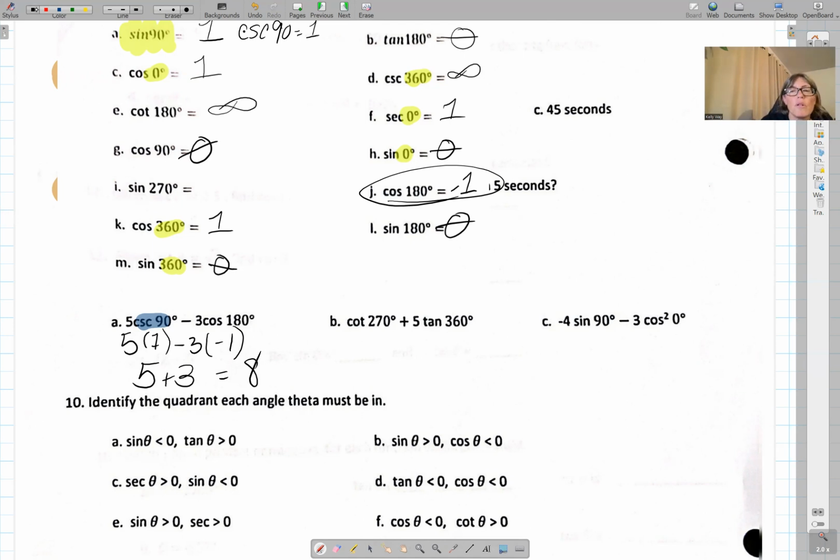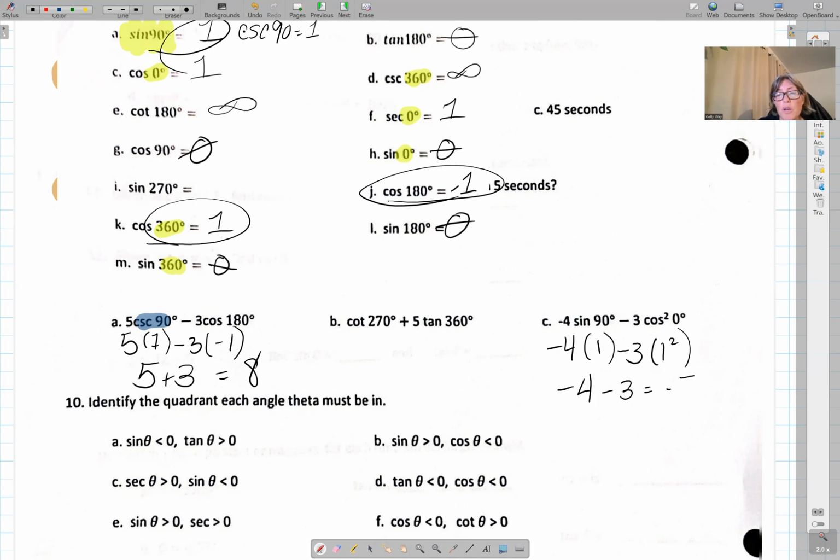So here, if we have sine of 90, which is 1, we have negative 4 minus 3 cosine of 0. Do we have that? Cosine of 0, which is the same as cosine of 360, which is 1. We're squaring that, so it's just 1 squared, which is 1. So I have negative 4, essentially minus 3. That's going to be negative 7.